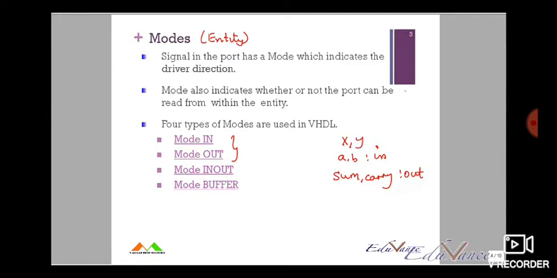and mode indicates whether or not this particular port, that is A or B, can be read from the entity or not. So if it's of the type input, then yes, I can read from A and B, but if it's of the type output, I cannot read from sum and carry, but I can only write into it. So let's take a closer look at this. The signal also specifies, as I said, the direction of the driver. Like, what is the direction in which the person is giving the value. So let's look at these in a little more detail.